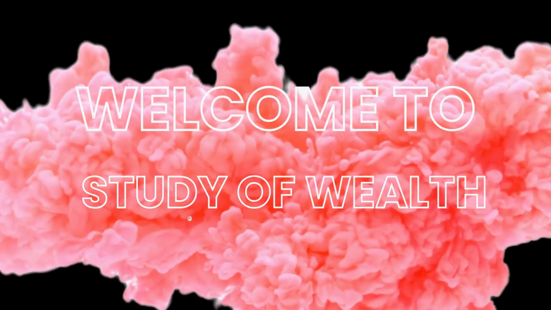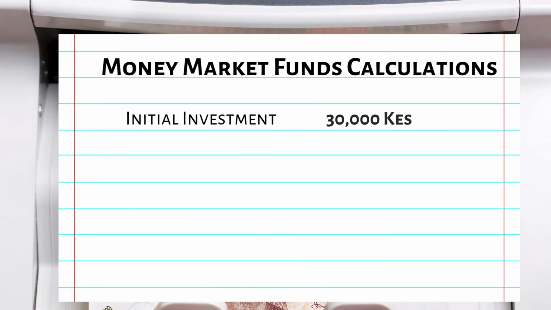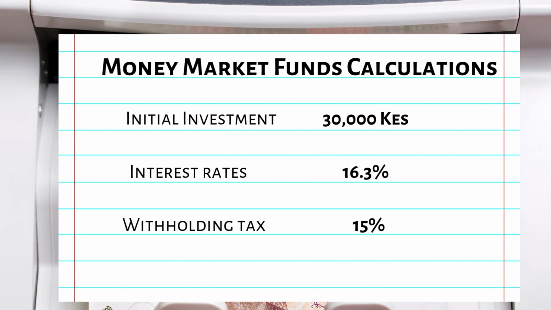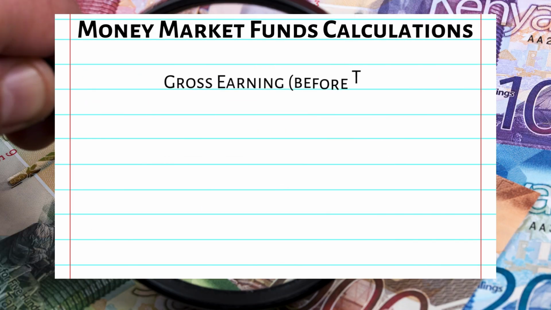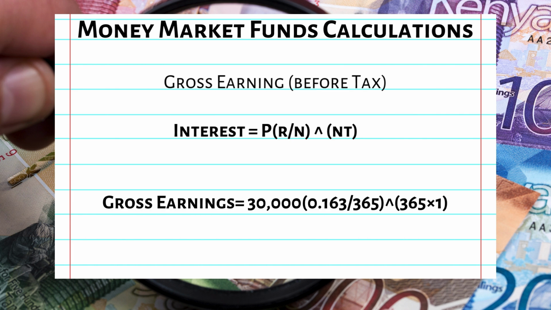Our investment is 30,000 Kenya shillings. The interest rate is 16.3%, and the withholding tax is 15%. So we are going to calculate the gross earning per year, and that is earning before tax. And we are going to use this formula. Let me put it here for those who are interested. And the gross earning, when we do the maths, we are going to get 5,316 Kenya shillings.